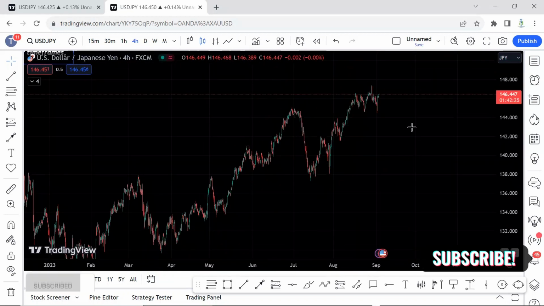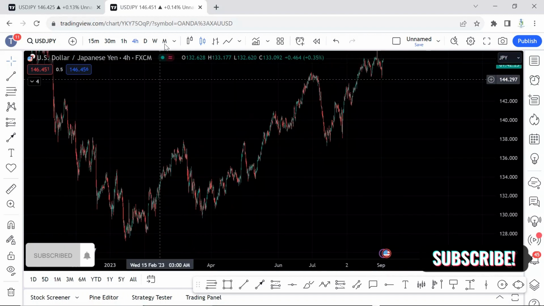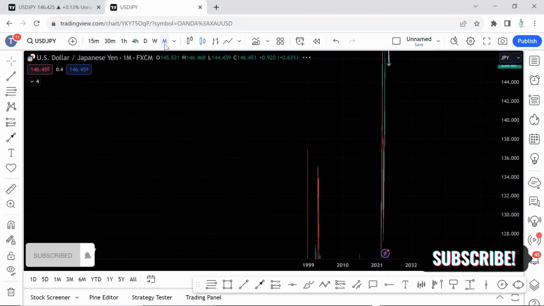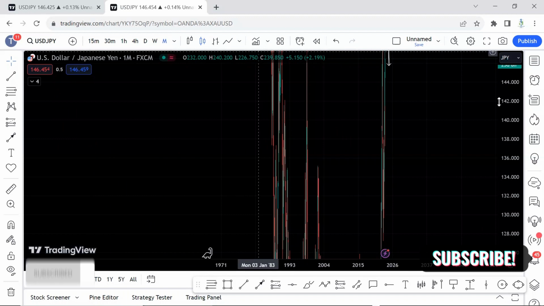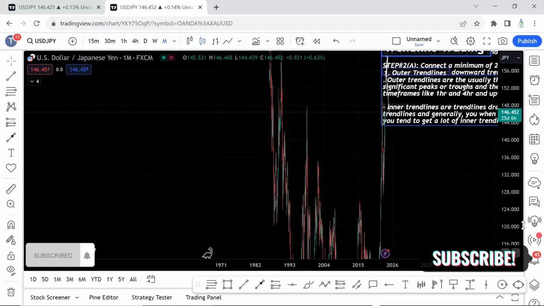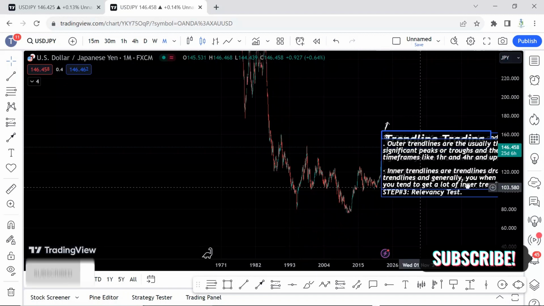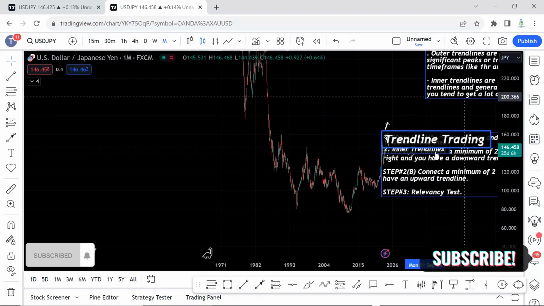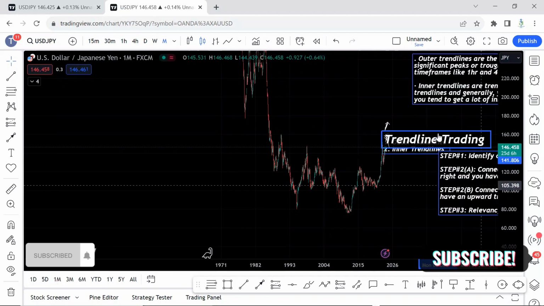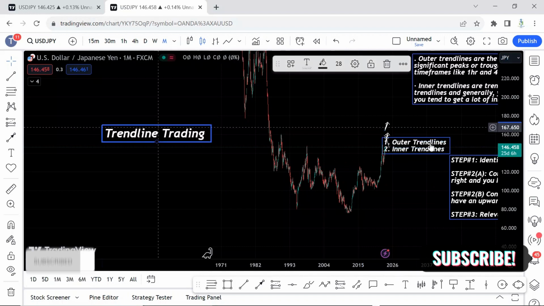Let me explain that for you. Let's start from the monthly time frame, because that's where I draw my trend line from. On the monthly time frame you're barely going to be drawing a lot of trend lines. I'm also going to be explaining the relevancy test in a bit. Let me draw this, take this all out.